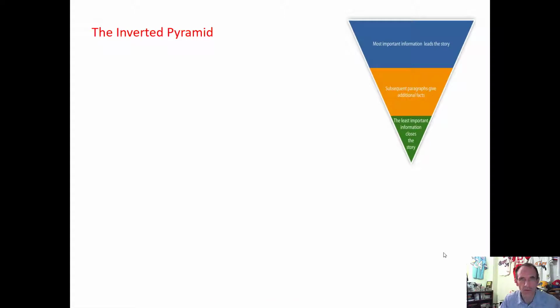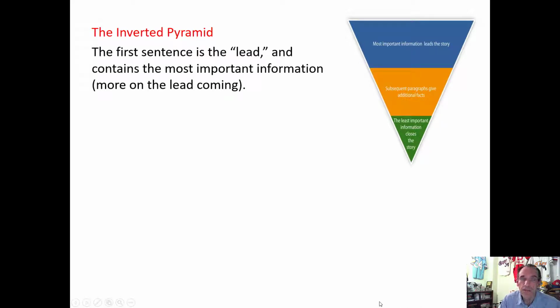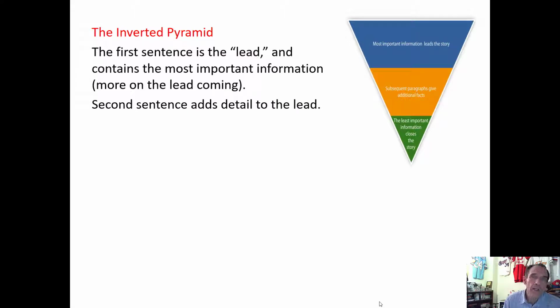I think I have mentioned the inverted pyramid to you before. The first sentence is the most important sentence, and it's called the lead, and it contains the most important information, and it goes to the top of the story. So we don't write things in chronological order of this happened, then this happened, then this happened. We take the ultimate thing that we consider to be the most important thing, and we put that at the beginning of the story. The second sentence then adds detail to the lead.